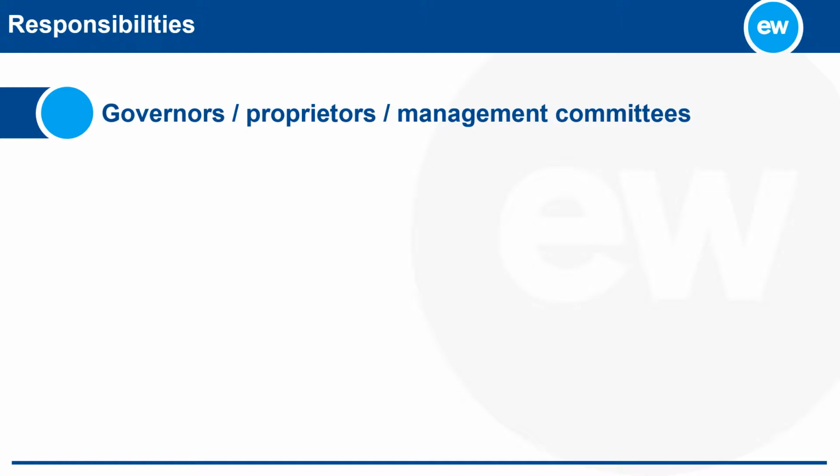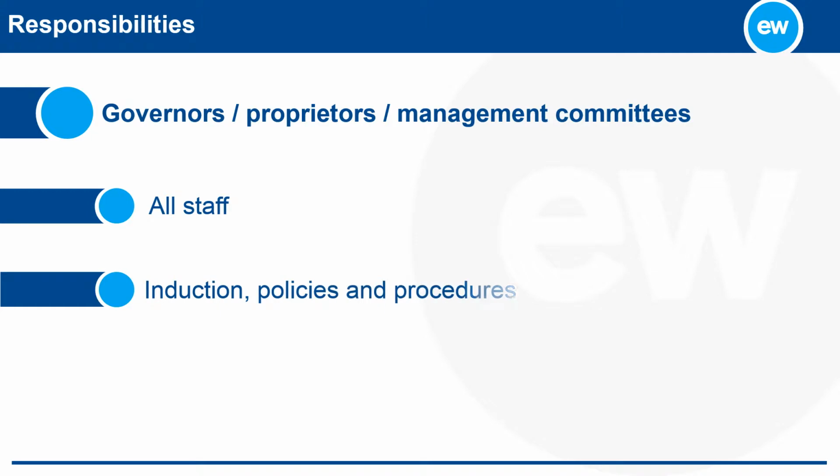So ask yourself the following questions. Have all your governors or proprietors or management committees, as appropriate to your organisation, been made aware of and read keeping children safe in education? Have all staff read at least part 1 of keeping children safe in education? Are mechanisms in place to assist staff to understand and discharge their roles and responsibilities as they're set out in keeping children safe in education?